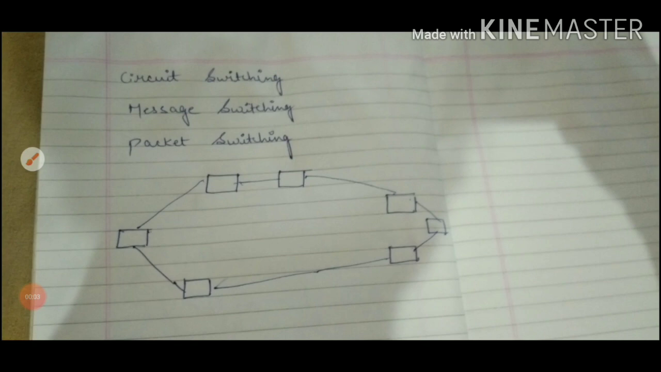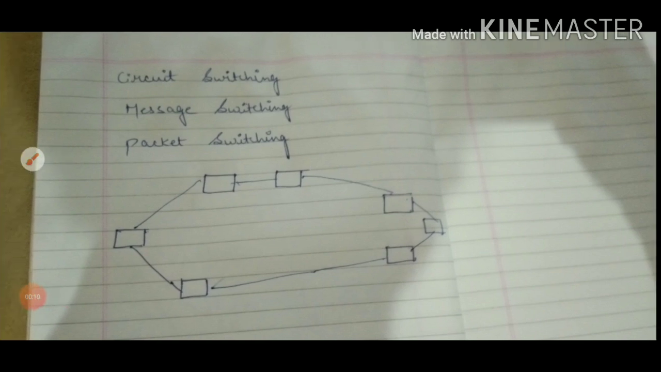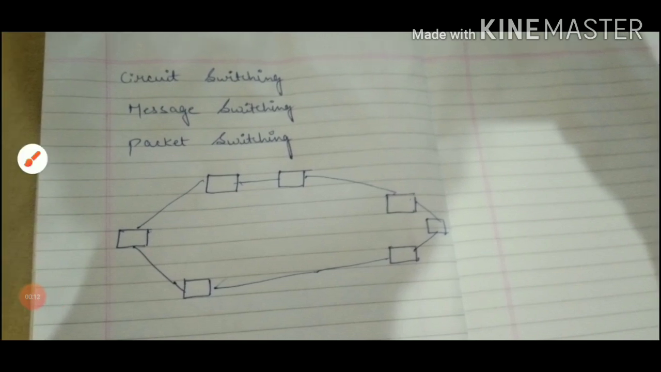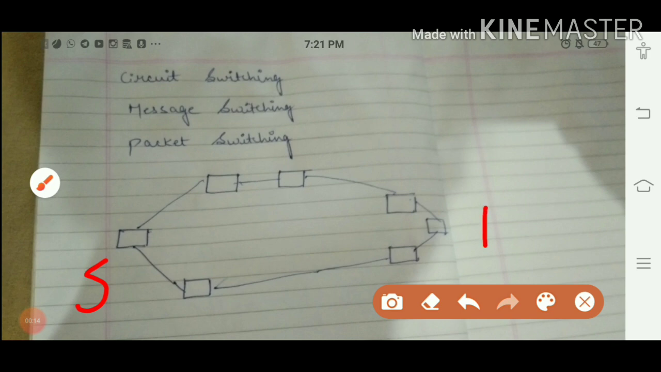So children, in yesterday's class we discussed switching techniques. What is a switching technique? Switching techniques are the methods that we use for sending a message from sender to receiver with the help of intermediate nodes. Yesterday one question was there: define switching techniques. So this is the answer.